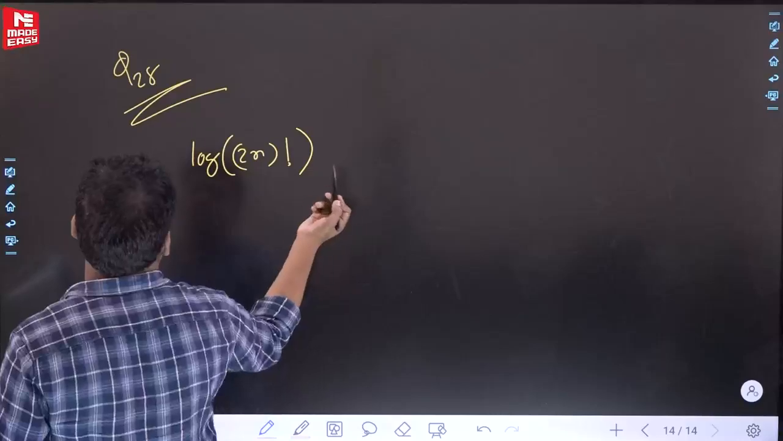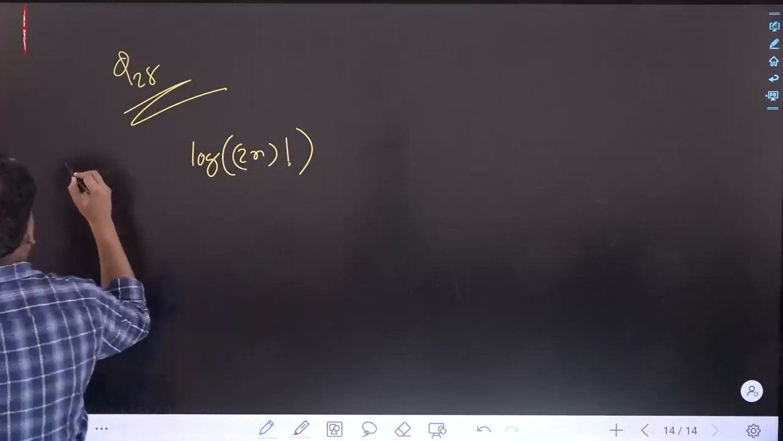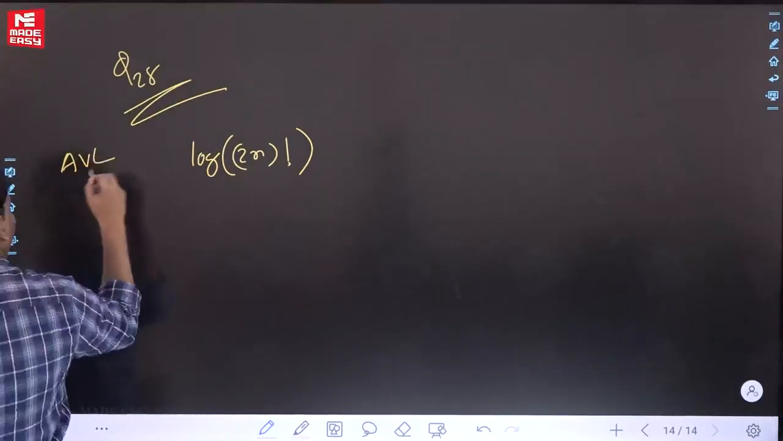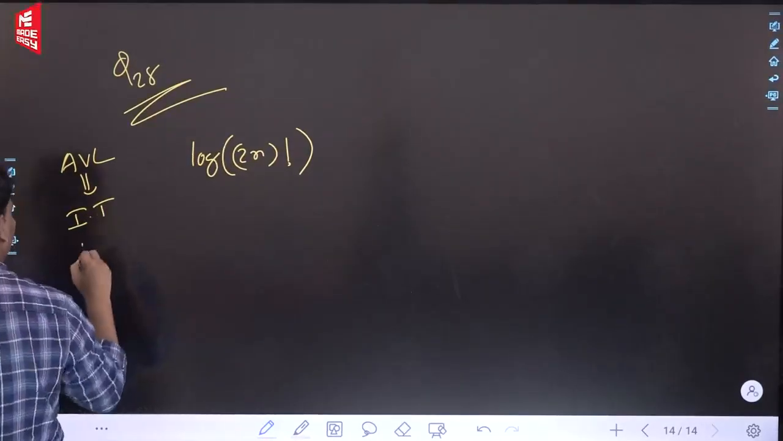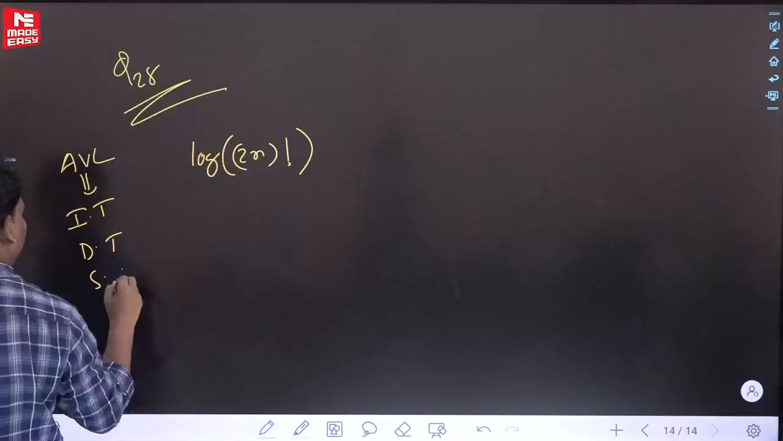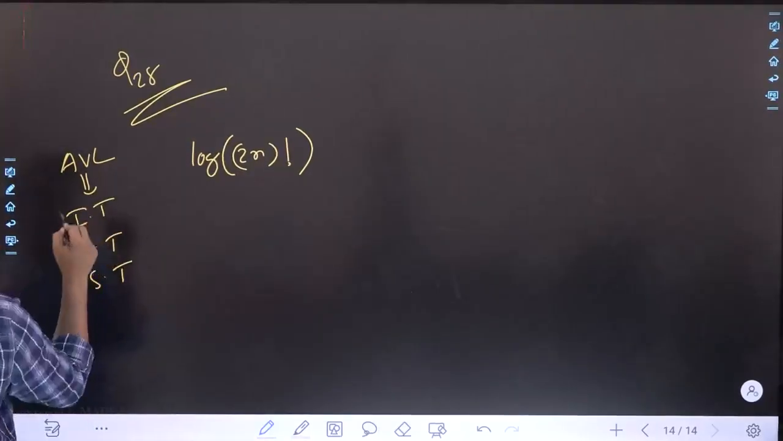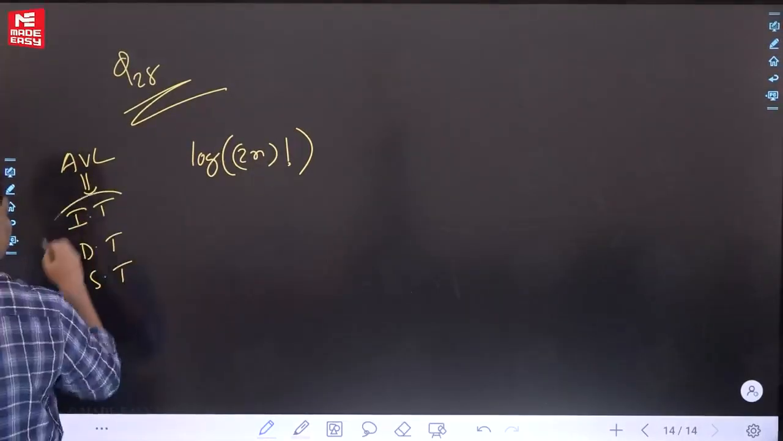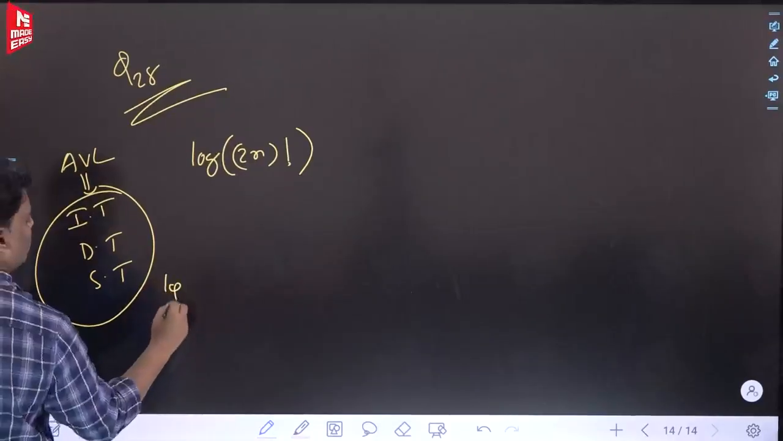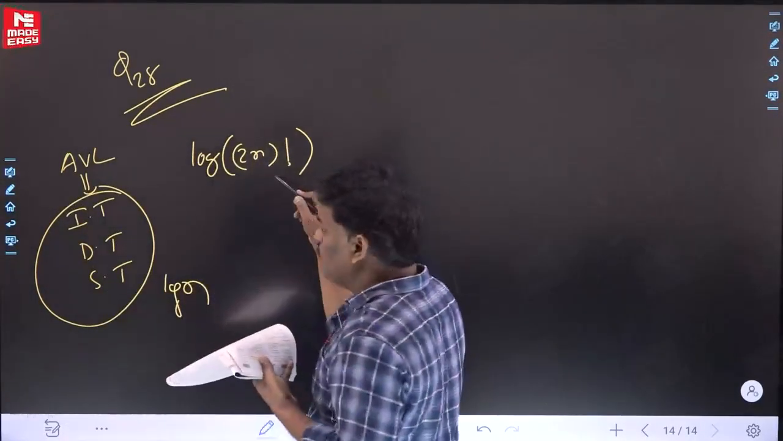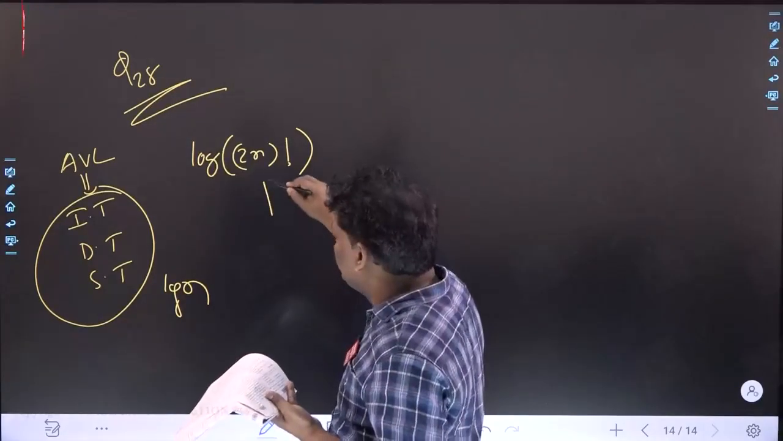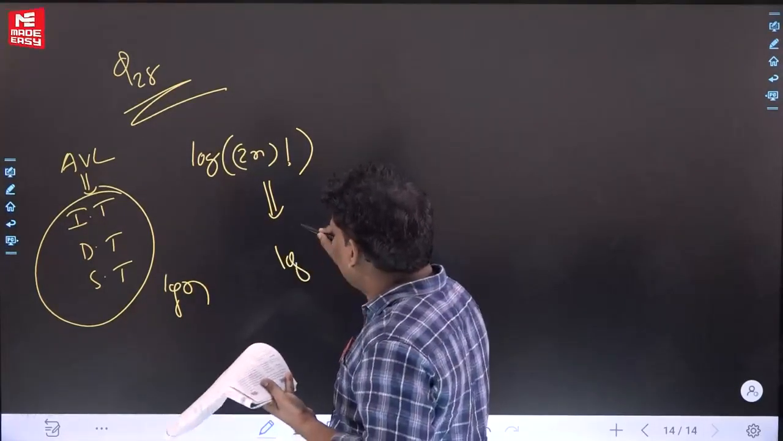So in the AVL tree, what is the meaning of balanced binary search tree? In the AVL tree, insertion time, deletion time, searching time will take log n time. For n elements, log n. Here how many elements are there? 2n factorial. So log of 2n factorial time it will take.